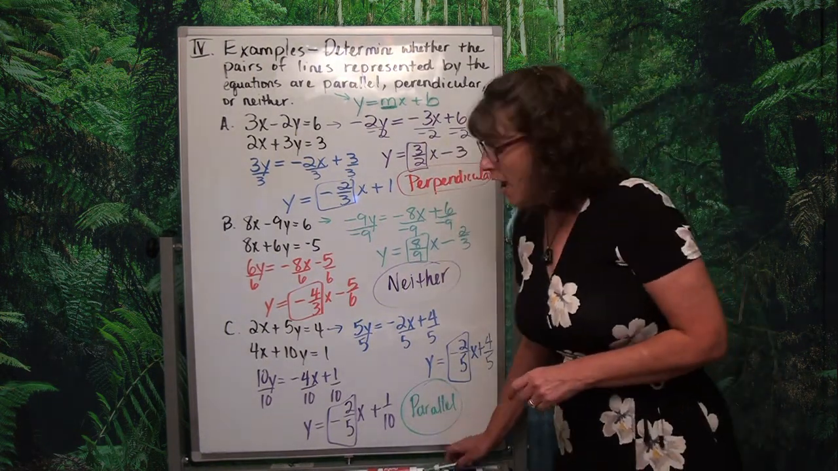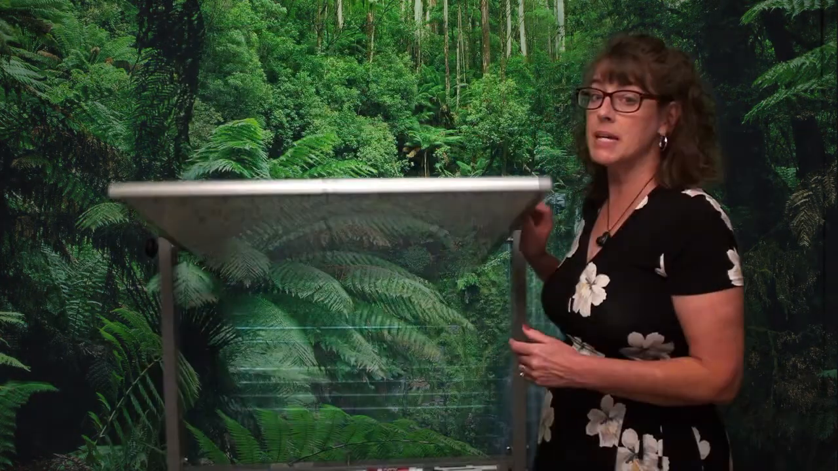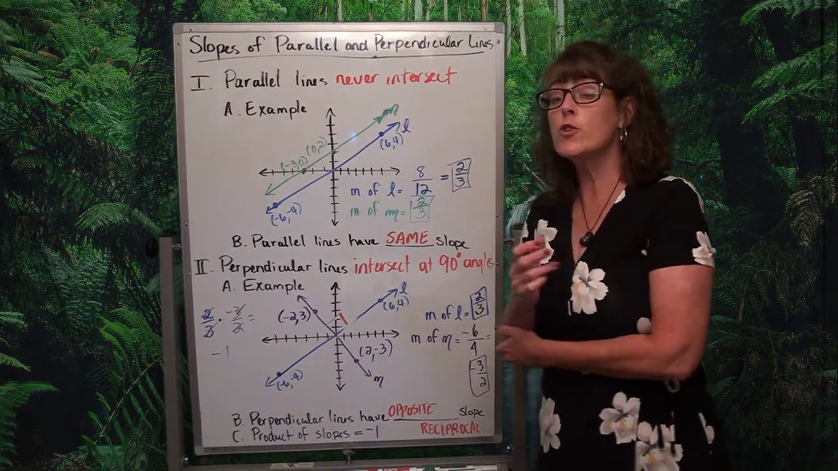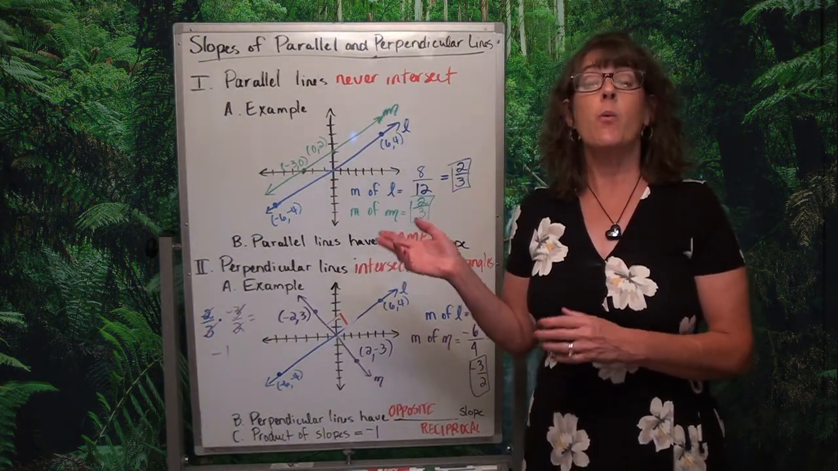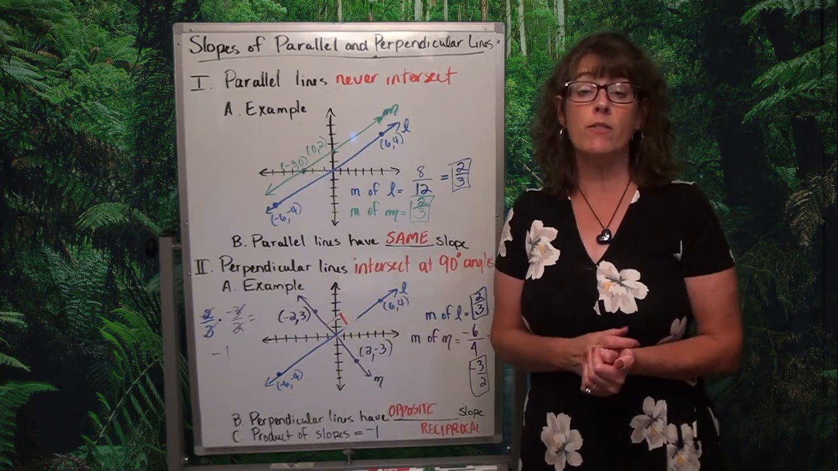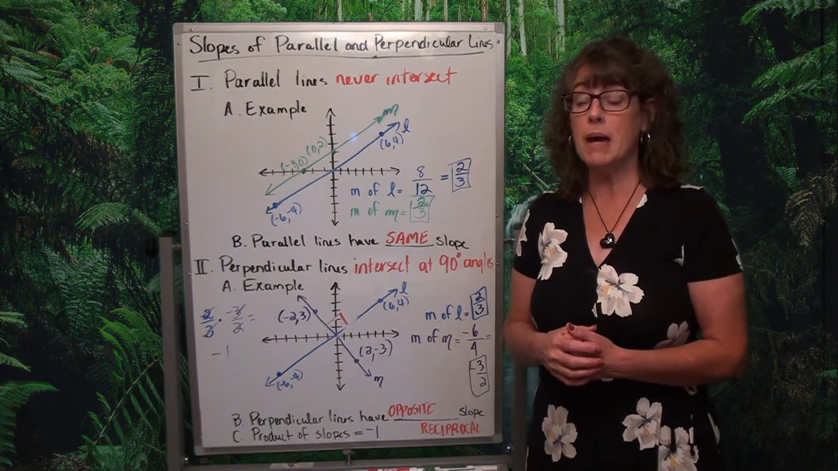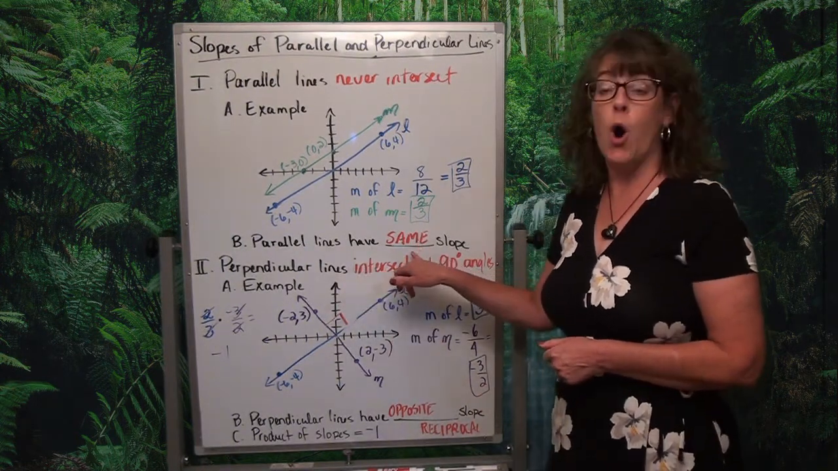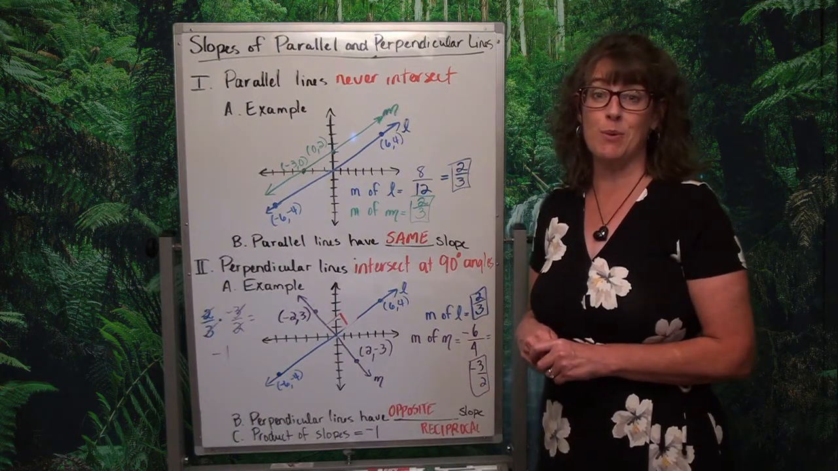So, I hope that this helps with the idea of parallel and perpendicular lines, and being able to determine, whether you've got a couple of points on a line or an equation to represent the line, whether your pair of lines are parallel, perpendicular, or neither. Remember, you need to get those slopes and compare them. Parallel lines will always have the same slope, and perpendicular lines will always have opposite reciprocal slopes.